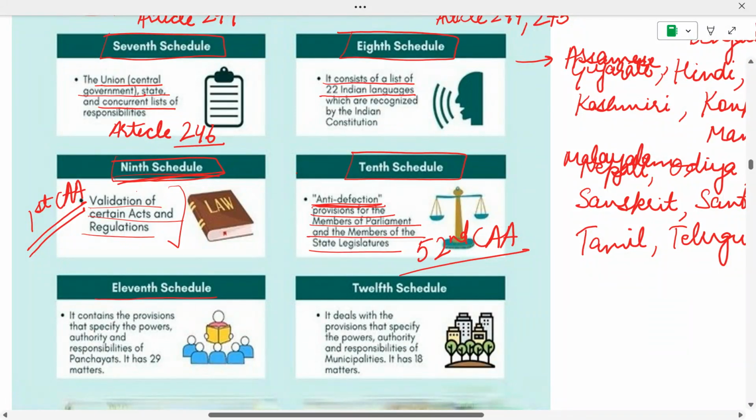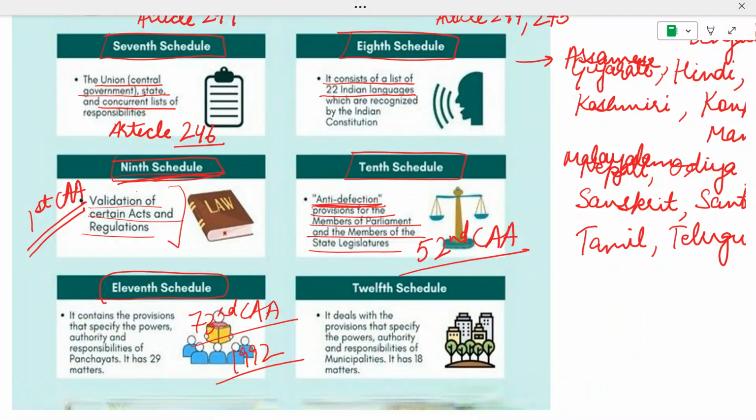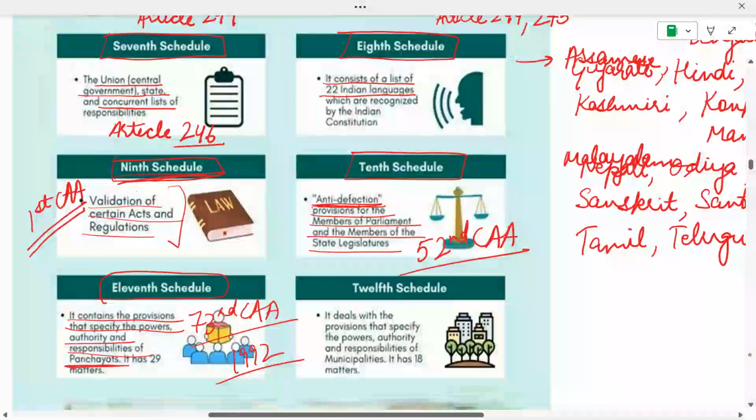Now coming on to the 11th schedule. The 11th schedule was added through 73rd Constitutional Amendment Act in 1992, and it is related to the rural local self-governments. So it contains the provisions that specify the powers, authorities and responsibilities of panchayats. So these are the local self-governments in rural areas.